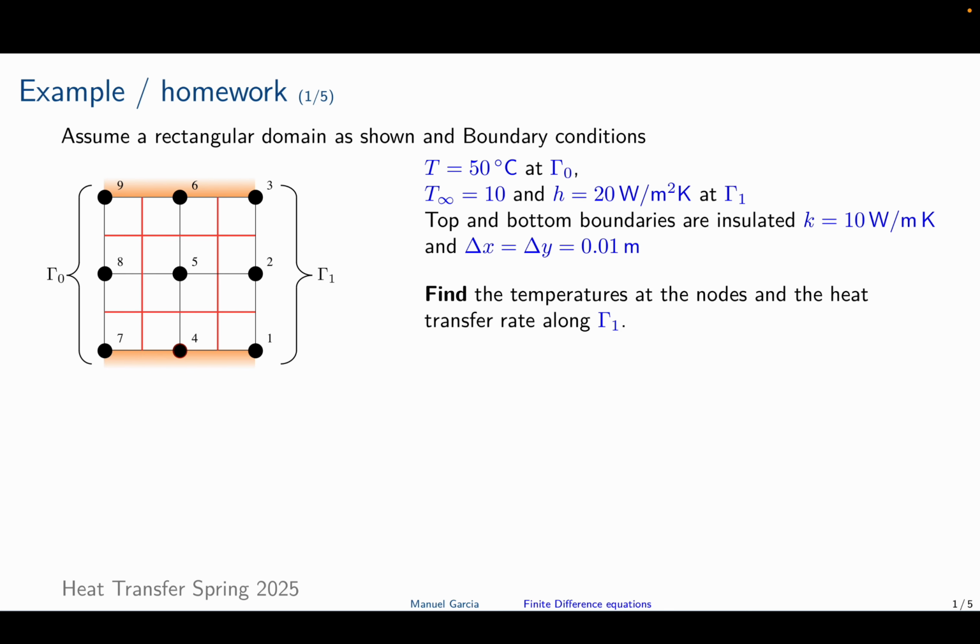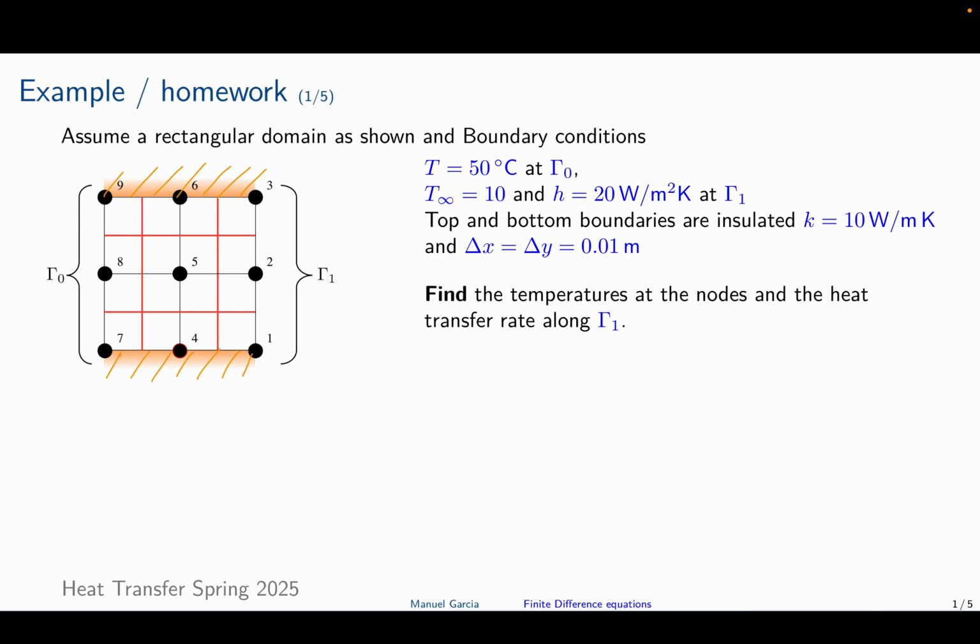So let's start by looking into the problem. In this example, this is our domain. On the top part we have insulation, and insulation on the bottom. We divide this into 4 cells: 1, 2, 3, and 4. So we have nodes from 1 to 9. This is the numbering that I decided, a global numbering for the nodes.